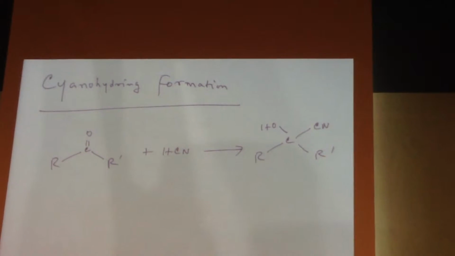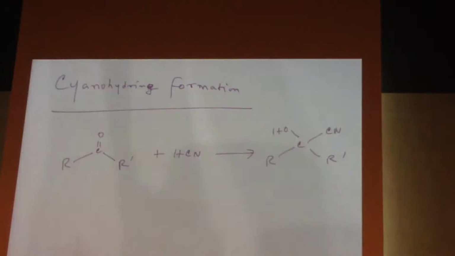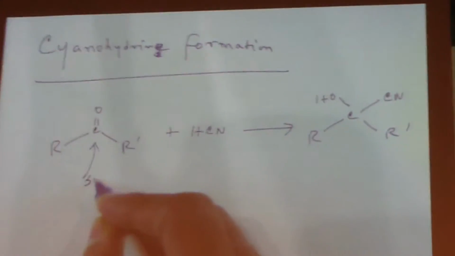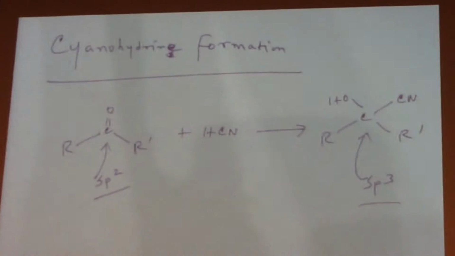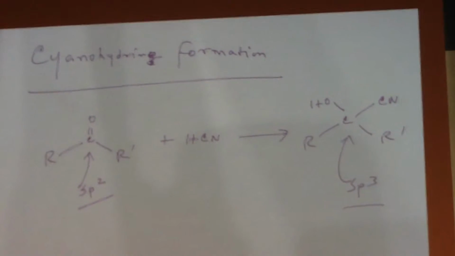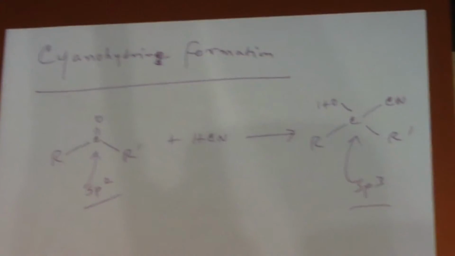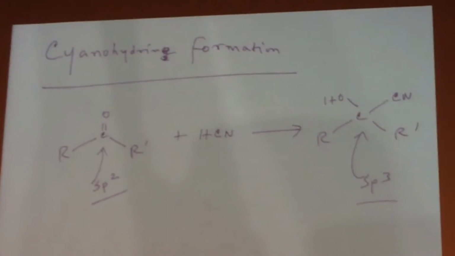And in a similar way, another type of reaction is formation of cyanohydrin, which also converts an sp2 hybridized carbon to an sp3 hybridized carbon, just like the hydration. The way this reaction progresses is that you need to have cyanide as the nucleophile. As we have already seen in chapter 8, cyanide is a good nucleophile.